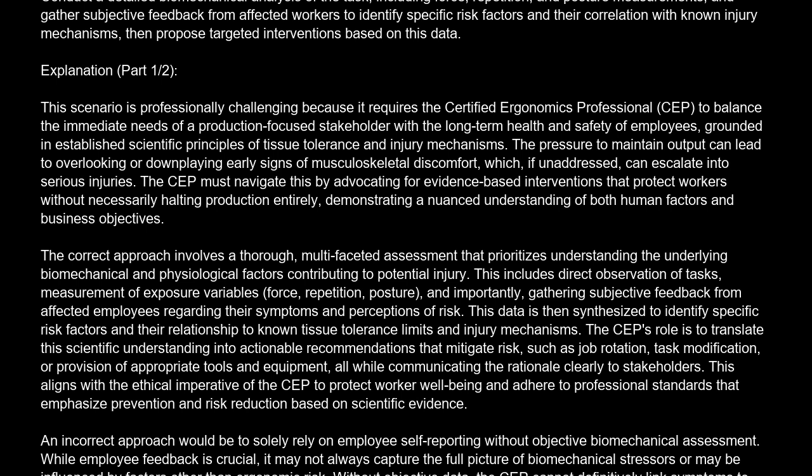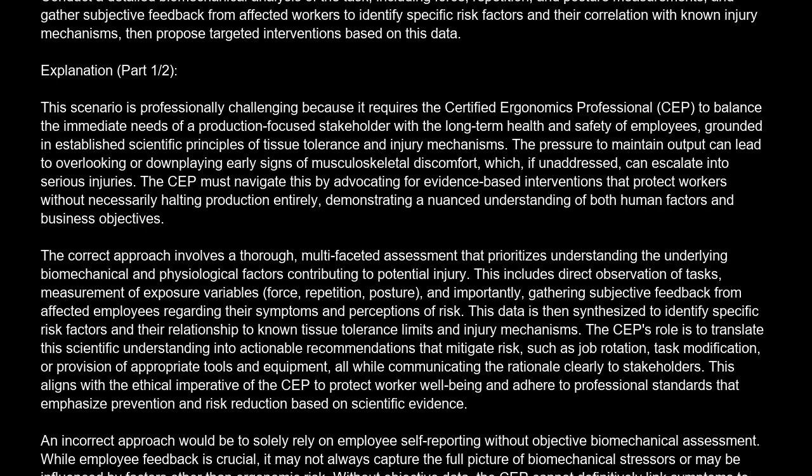The correct approach involves a thorough, multifaceted assessment that prioritizes understanding the underlying biomechanical and physiological factors contributing to potential injury. This includes direct observation of tasks, measurement of exposure variables (force, repetition, posture), and importantly, gathering subjective feedback from affected employees regarding their symptoms and perceptions of risk.